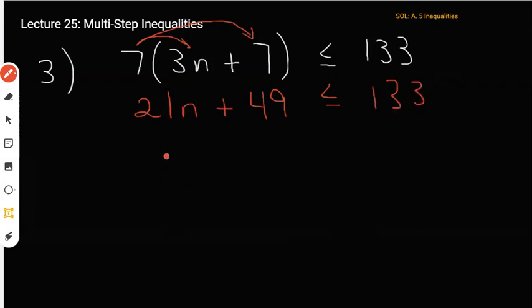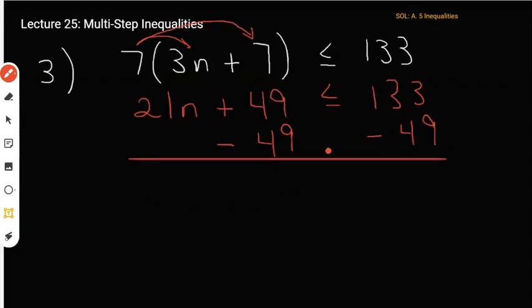So now I've done that. To get n by itself, I'm going to need to get rid of the 49 and the 21. I can subtract 49 from both sides now. So that way, I'll have a positive 49 minus 49. That's going to give me 0. So these are going to cross out, only leaving me with a 21n on this side. And I bring down my less than or equal to symbol.